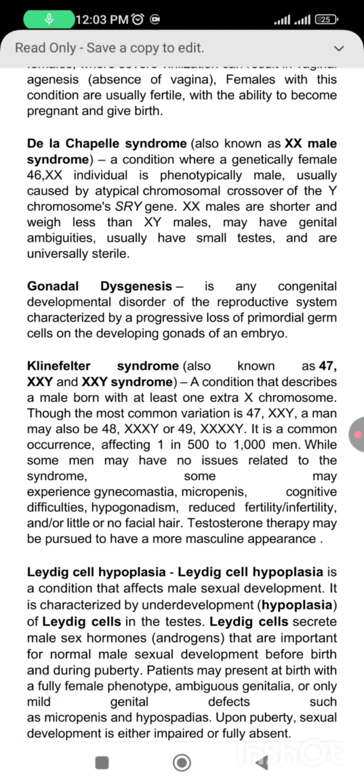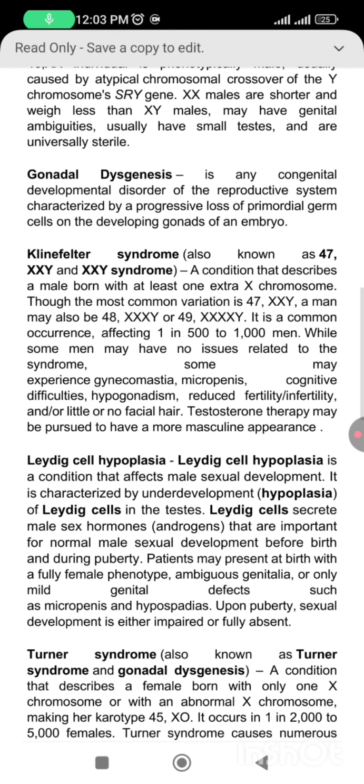While some men may have no issues related to the syndrome, some may experience gynecomastia, micropenis, cognitive difficulties, hypogonadism, reduced fertility or infertility in some cases, and little or no facial hair. Testosterone therapy may be pursued to have a more masculine appearance.